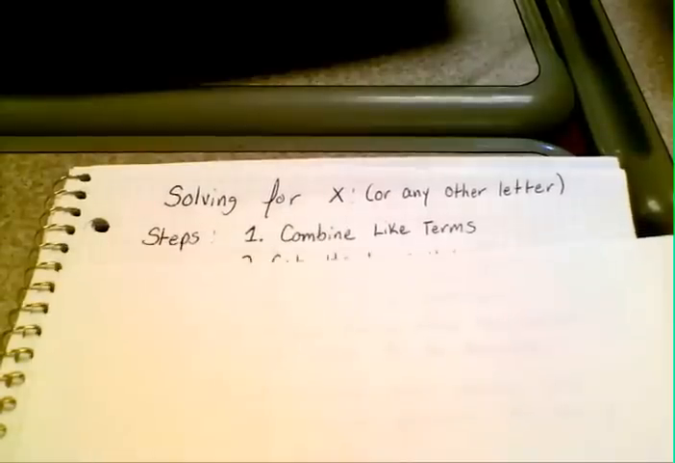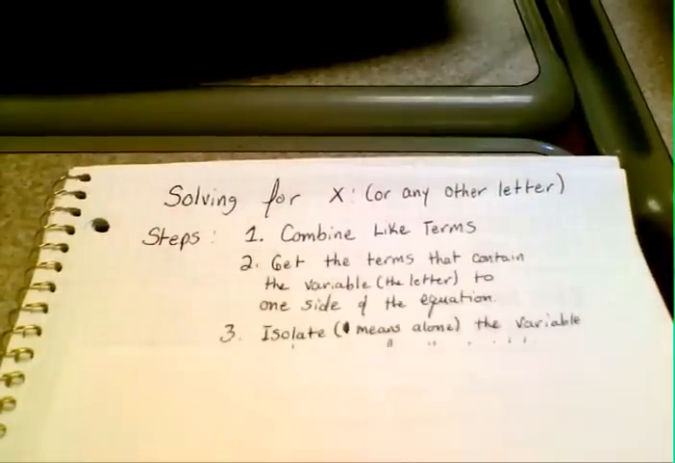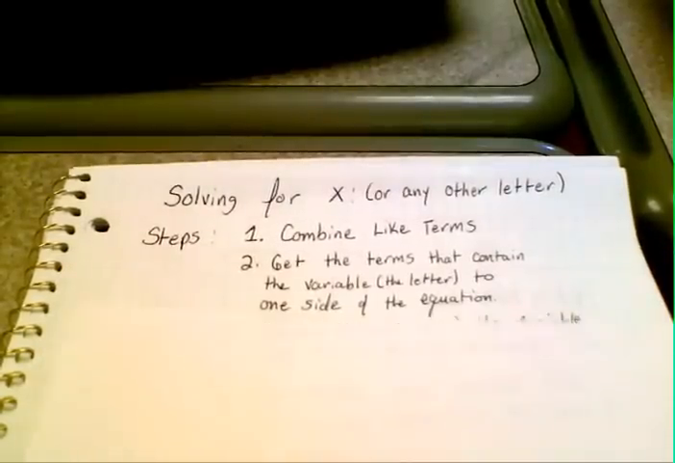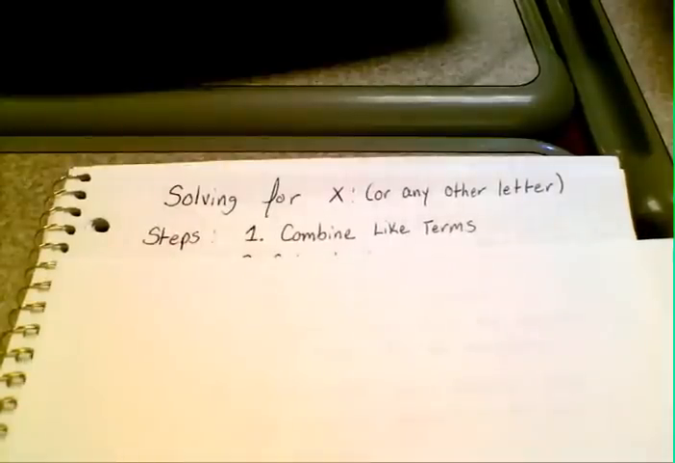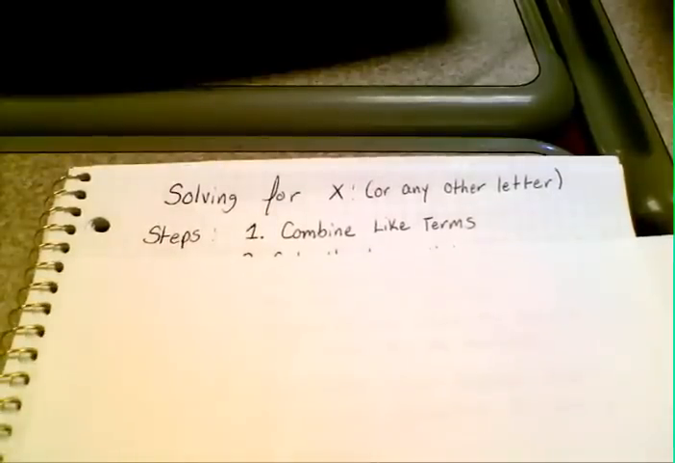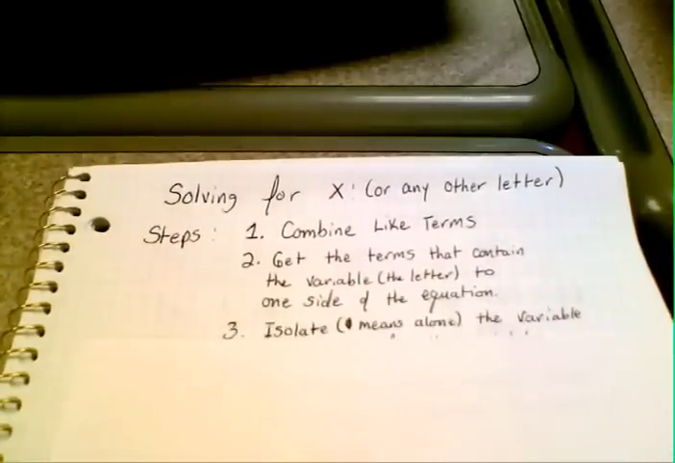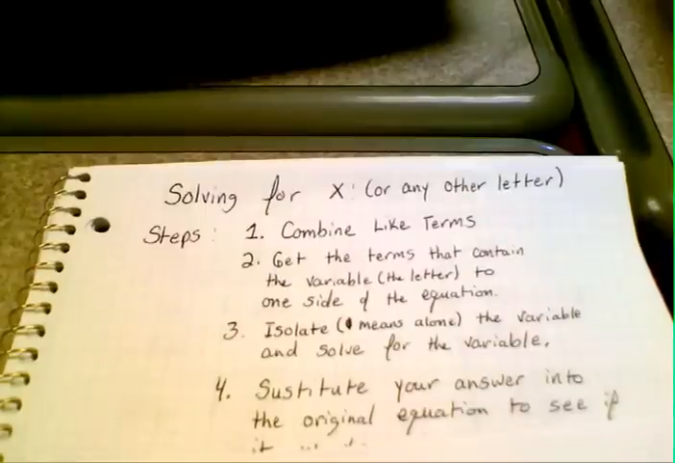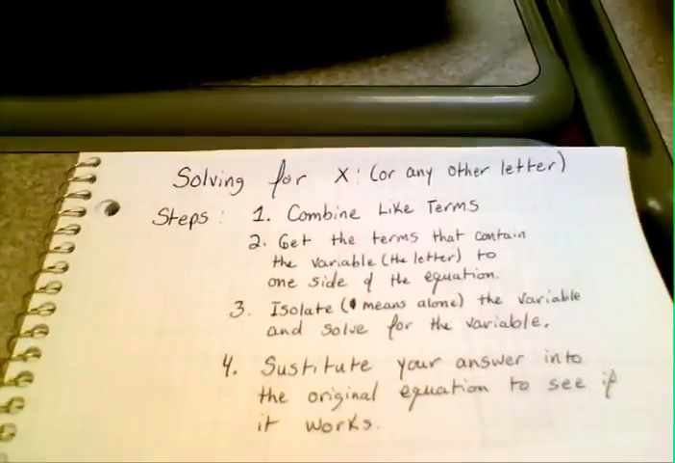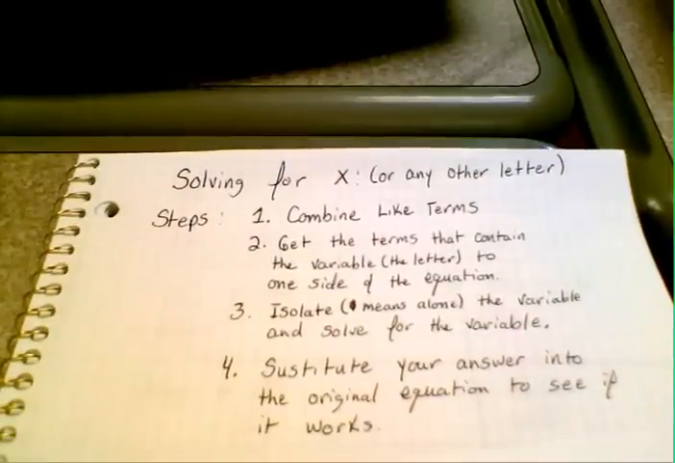Here are some steps that you might want to write down, and if you can keep these in order, it will sure help you out. First step would be to combine any like terms in the problem, and we'll go over an example in a little bit. Step 2, get the terms that contain the variable, or whatever letter, to one side of the equation. Step 3, isolate, which means alone. Get the variable alone and solve for the variable. And finally, step 4, substitute your answer into the original equation to see if it works.